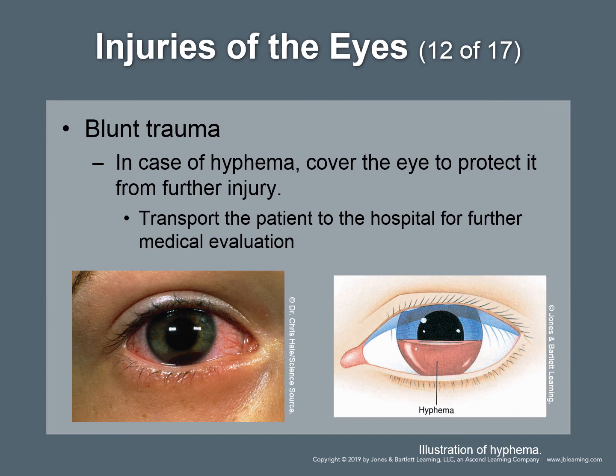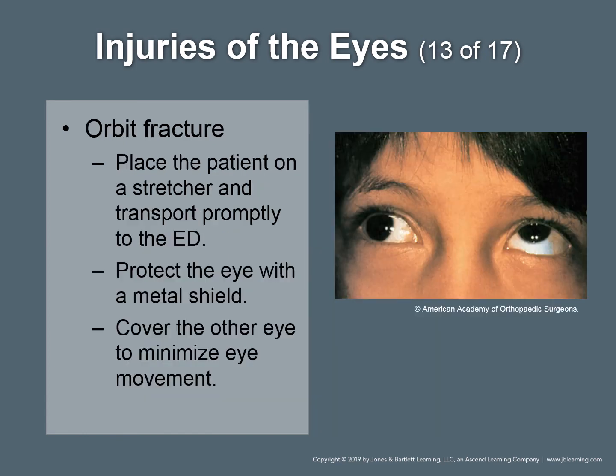Blunt trauma to the eye can cause hyphema. That's bleeding in the eye. Your job is to cover it up, protect it from further injury, and transport the patient to the hospital. What we get concerned with, with bleeding in the eye, is the pressure on the optic nerve. We don't want that optic nerve to become hypoxic and begin to die.